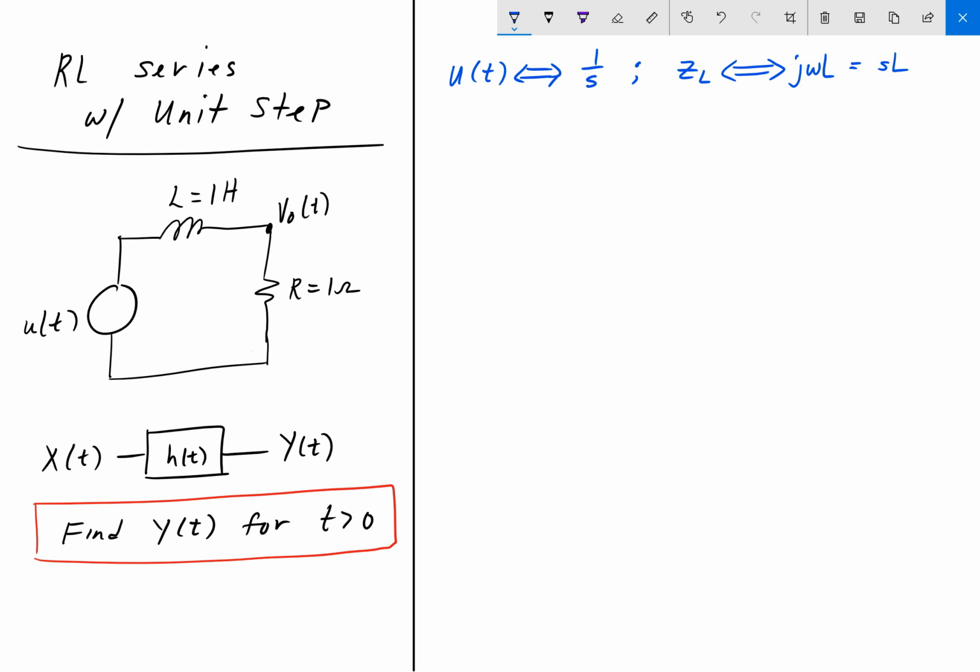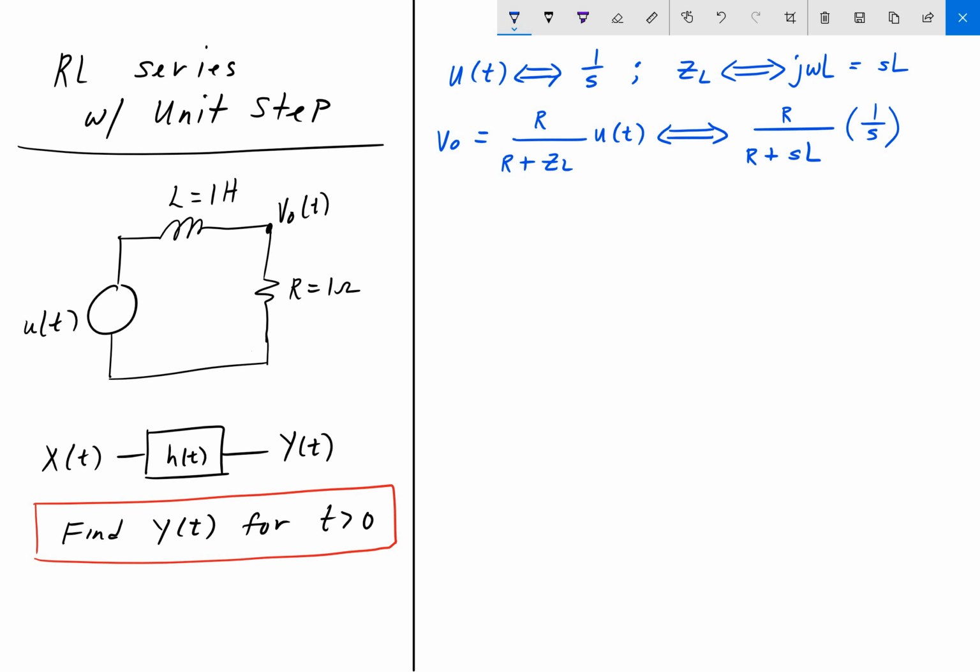And here we can just apply voltage divider. ZL is going to be equal to sL in the Laplace domain, and u of t is equal to 1 over s in the Laplace domain. So V out in the time domain is R over R plus ZL, multiplied by this u of t in the time domain. And when we transform that into the Laplace domain, we get R over R plus, this time, sL, times u of t, which is 1 over s.